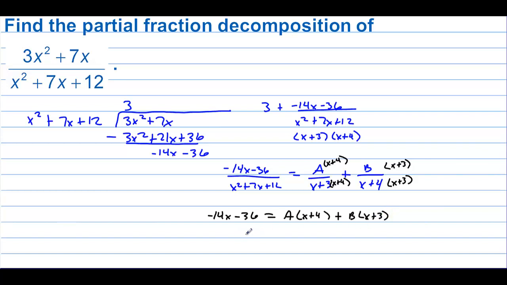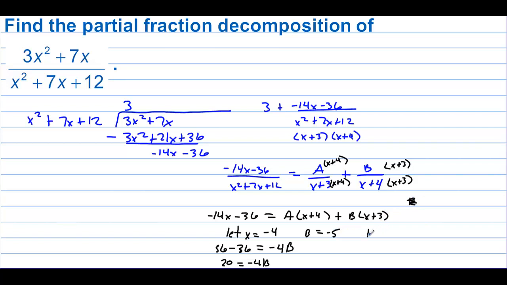Now we have negative 14x minus 36 is equal to A times (x plus 4) plus B times (x plus 3). Let's let x equal negative 4. We have 56 minus 36 is equal to, this part will be 0, and then we have minus 4B. So we have 20 is equal to negative 4B, so B is equal to negative 5.